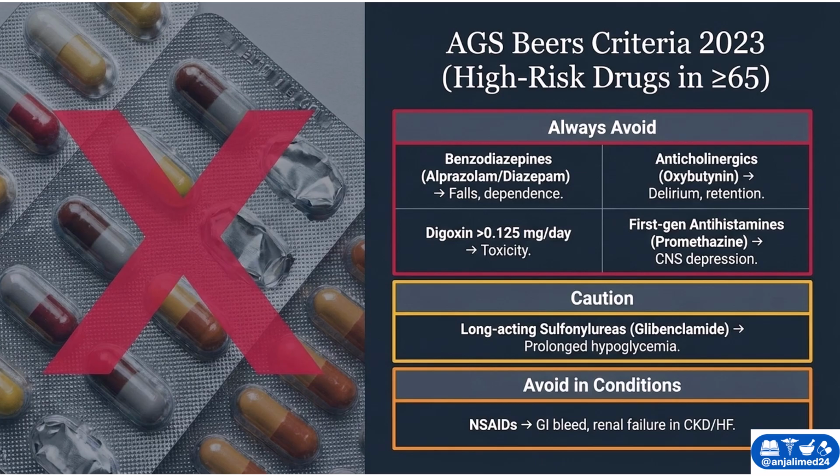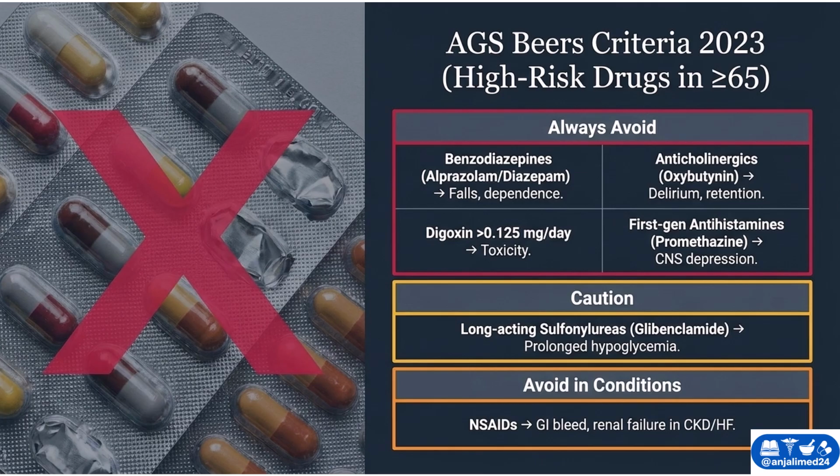Long-acting sulfonylureas can produce prolonged and potentially fatal hypoglycemia in elderly individuals. Because older adults often have inconsistent meal intake and impaired renal function, these agents require extreme caution or avoidance. Finally, look at the avoid in certain conditions section.